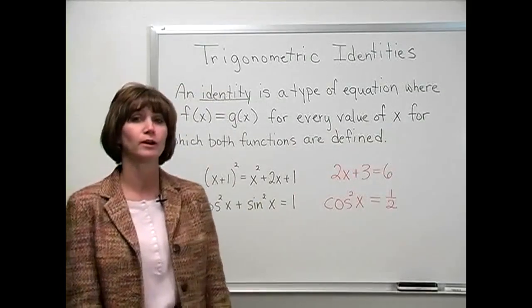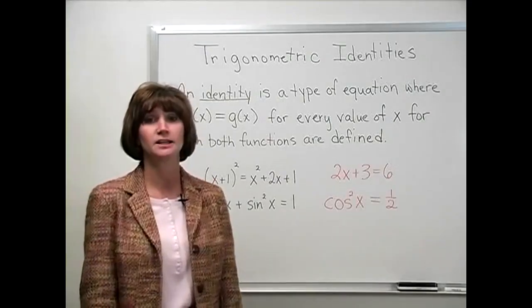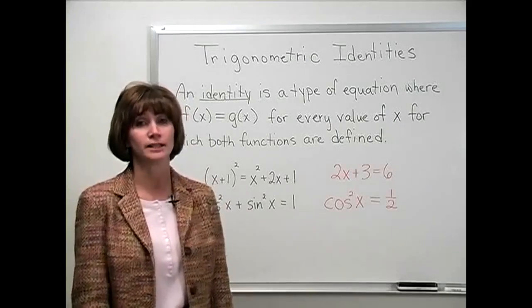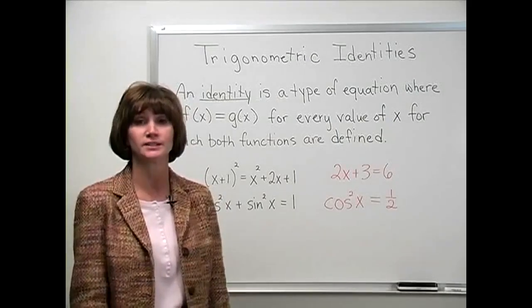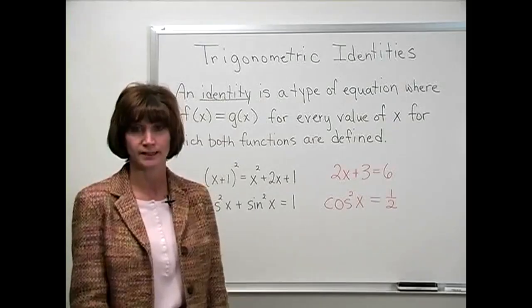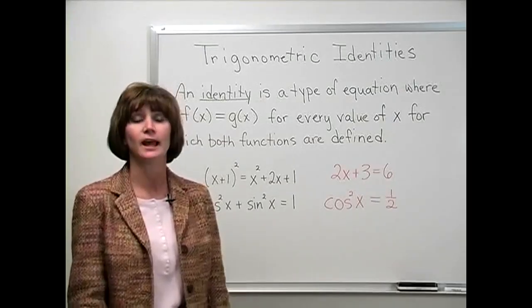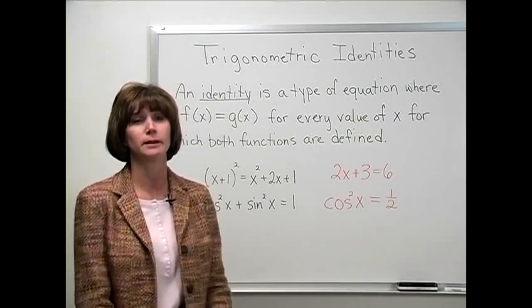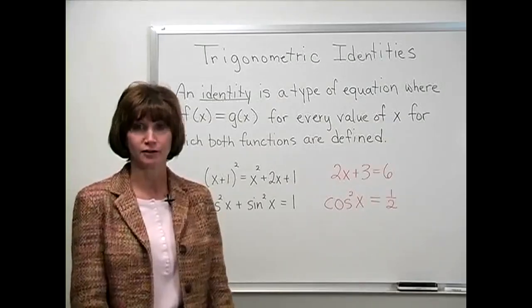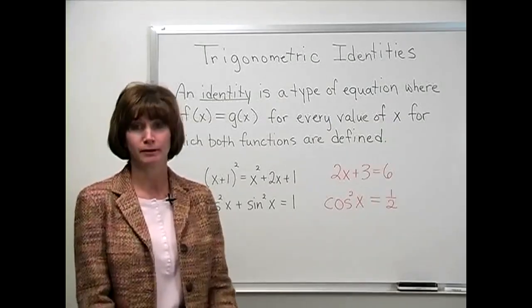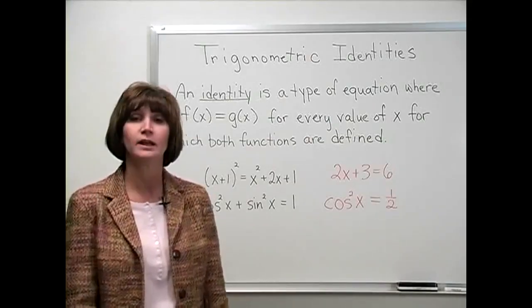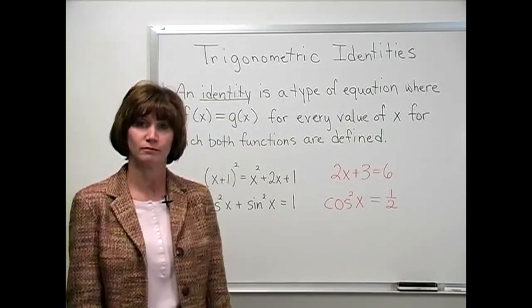Now there's two important things that you need to be able to do to be successful in establishing identities. One of them is that you need to know the basic trig identities. For example, you need to know the quotient identities, the reciprocal identities, and the Pythagorean identities. And the other thing you need to be able to do is to manipulate expressions using algebra. For example, you need to be able to factor, you need to be able to reduce, you need to be able to get a common denominator. Let's take a look at an example.